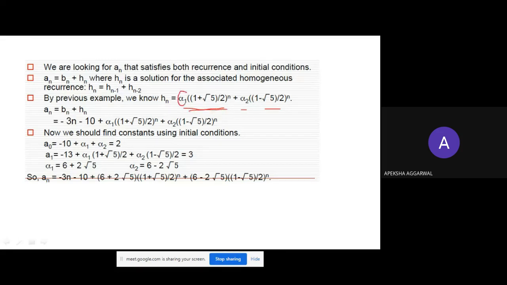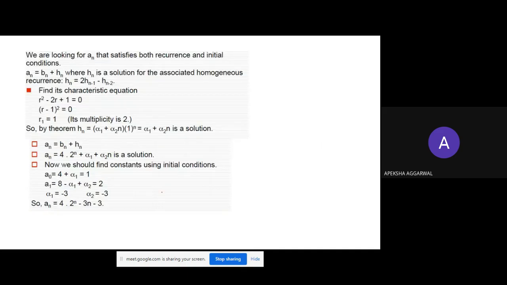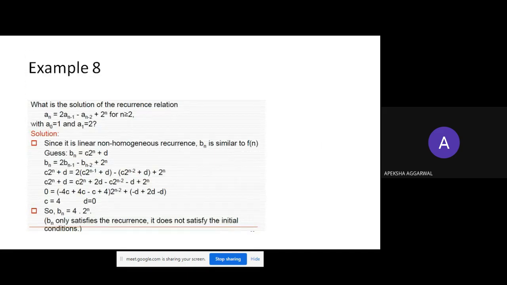You will calculate alpha 1, alpha 2, just like you calculated C and D in the previous examples. Then your final equation is this. This is your non-homogeneous part, this is your homogeneous part. So this is the solution of the original recurrence. Clear? Solve these equations at home. If you feel any difficulty, we'll discuss tomorrow in class. Similarly, there is another example, so go through it. If you face any difficulty over here, let me know. So that's all.